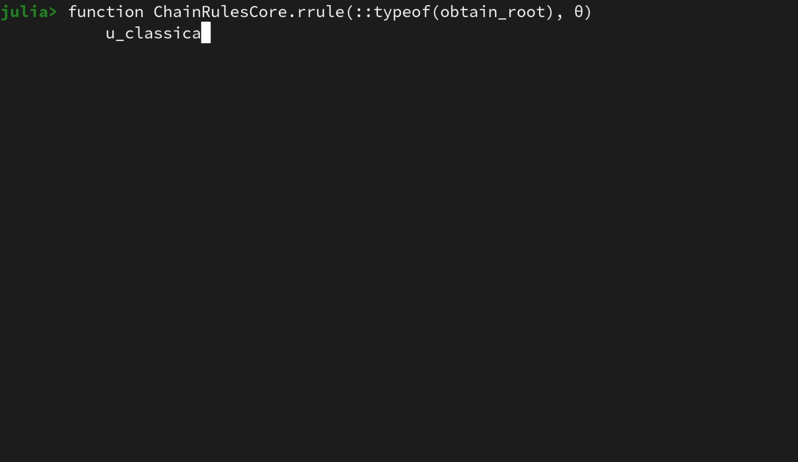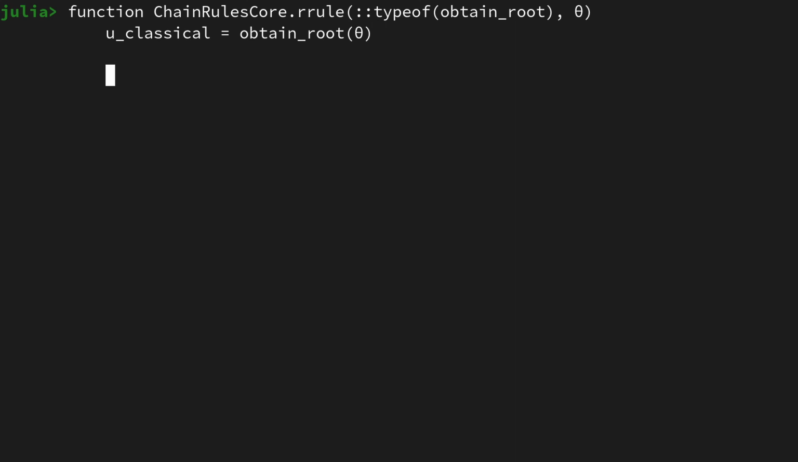We can compute that obviously by taking the parameter theta at which we want to evaluate this reverse rule and calling the obtain root function on it. And this is also a theme that you see in adjoint methods, that whenever you want to use them, you first have to solve the actual problem. So in our case, this is solving the nonlinear equation.